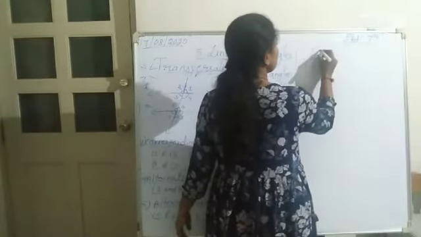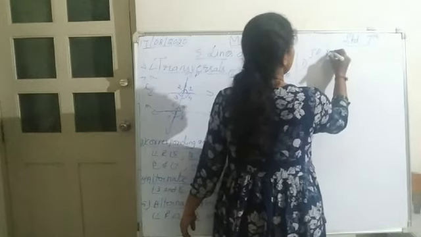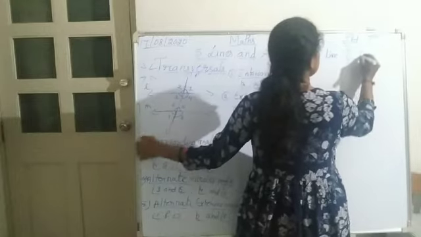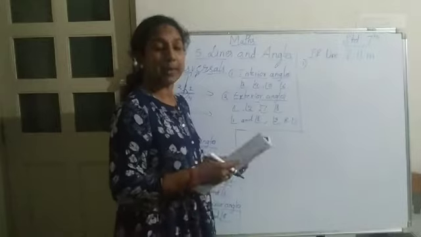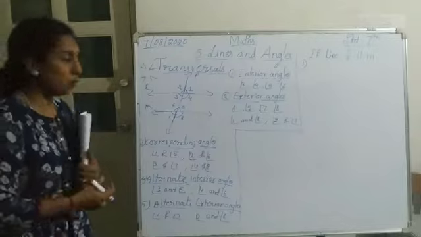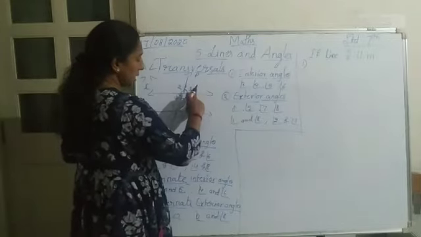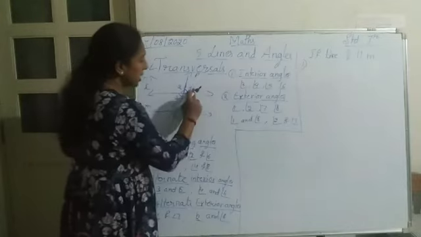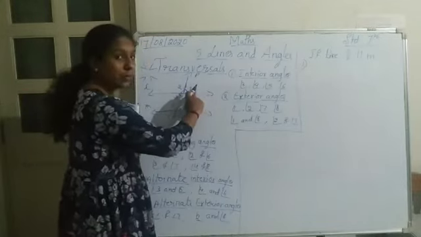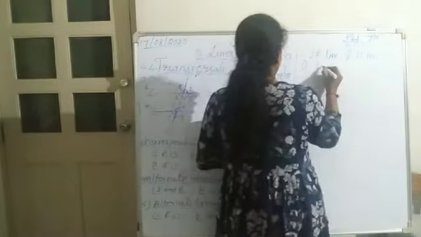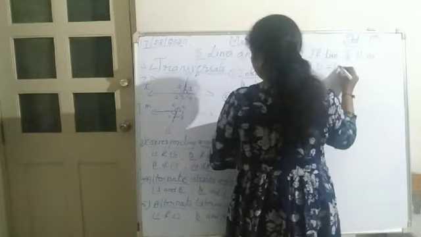if line L is parallel to M. If the line L is parallel to M, then what will happen here? First, all the corresponding angles are equal. Corresponding angle means 1 and 5. If these two lines are parallel, then this angle 1 and angle 5, these two we call corresponding. Those two angles are equal. So angle 1 is equal to angle 5.